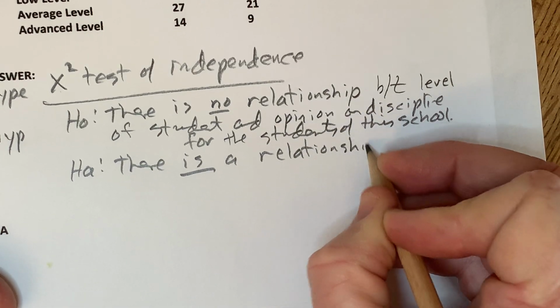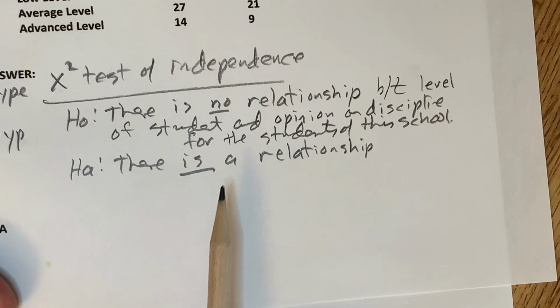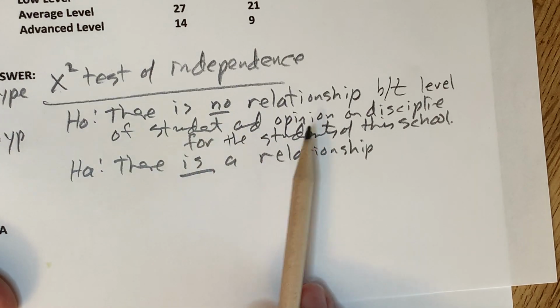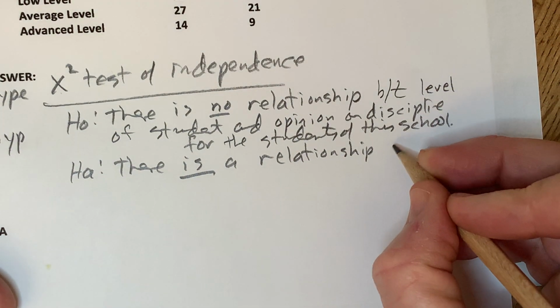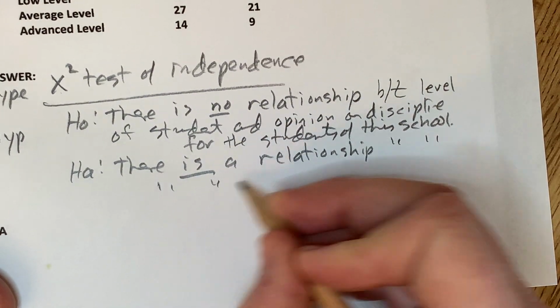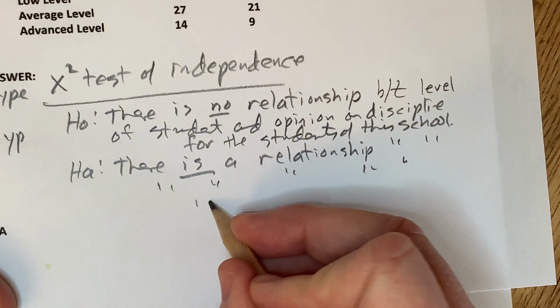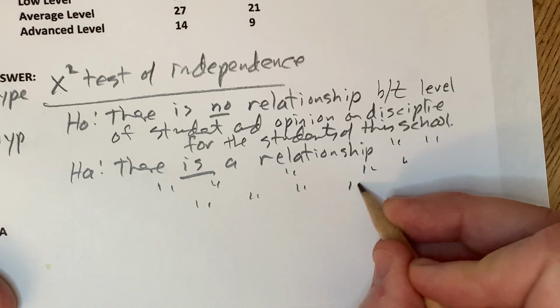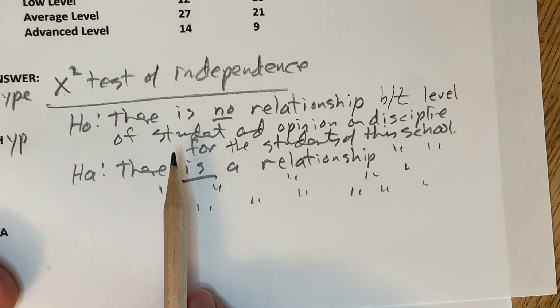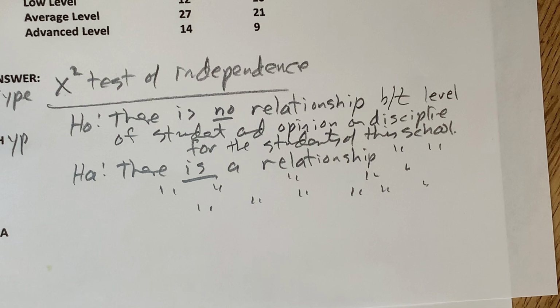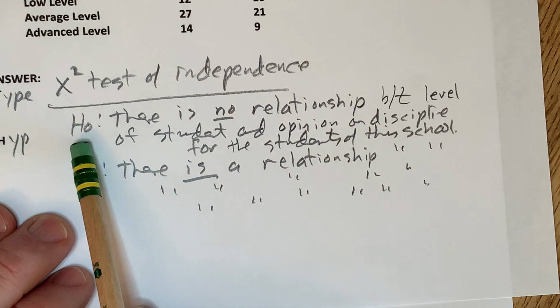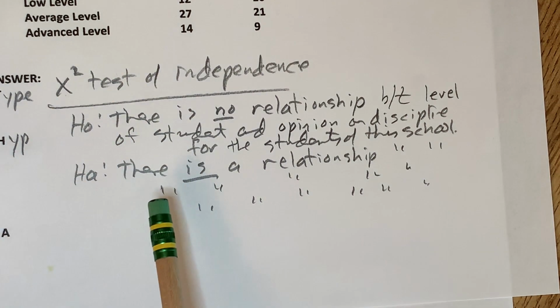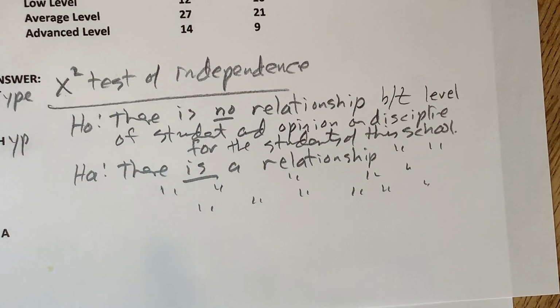In a chi-square test of independence, the null is always that there's no relationship, and the alternative is that there is a relationship, and we can put ditto marks as opposed to writing all of that again. The other way of wording this would be to say that the null is that these two variables are independent. That's what no relationship means. So you could say the null hypothesis is that the level of student and the opinion on discipline for the students of the school are independent. And the alternative is that they are not independent.